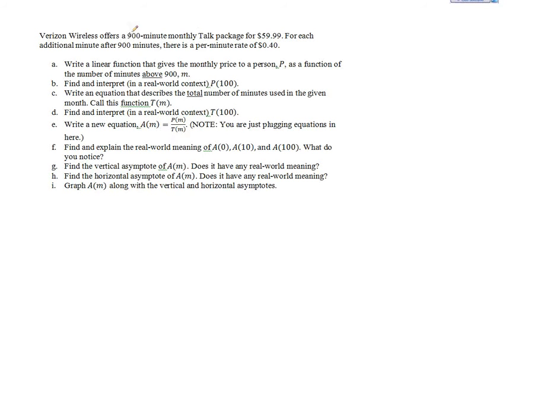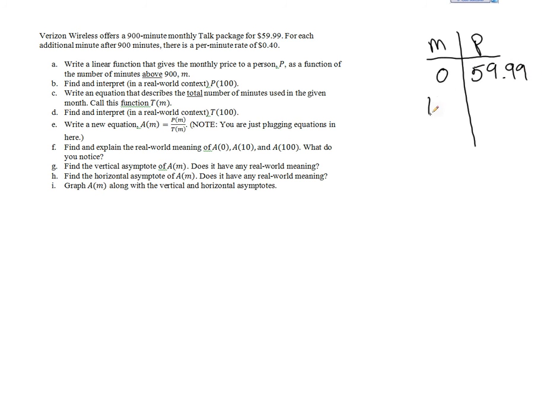We're looking at a Verizon wireless plan that has 900 monthly minutes for $59.99. If you go above 900 minutes, the company is going to charge you 40 cents extra. So we want to write a linear function that gives the monthly price to a person as a function of the number of minutes used above 900. If you don't use any minutes above 900, if it's 0, then your total price will be $59.99.